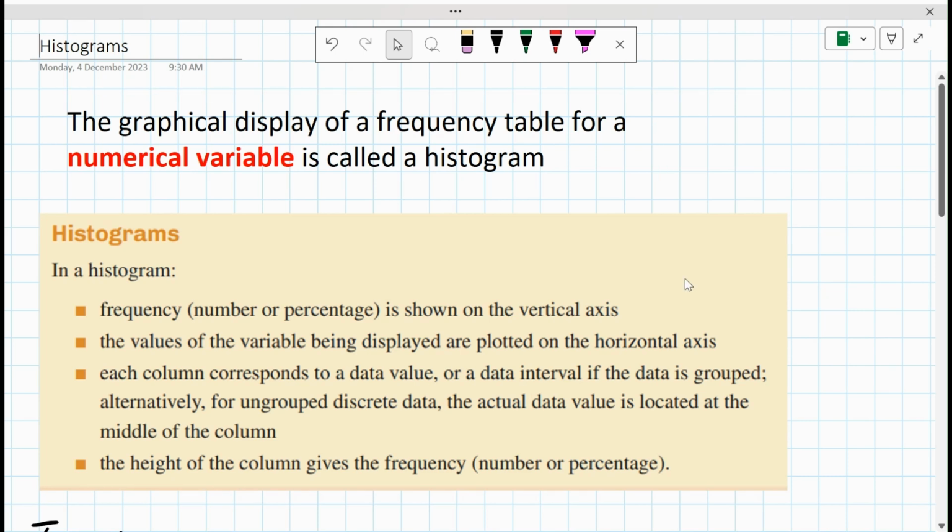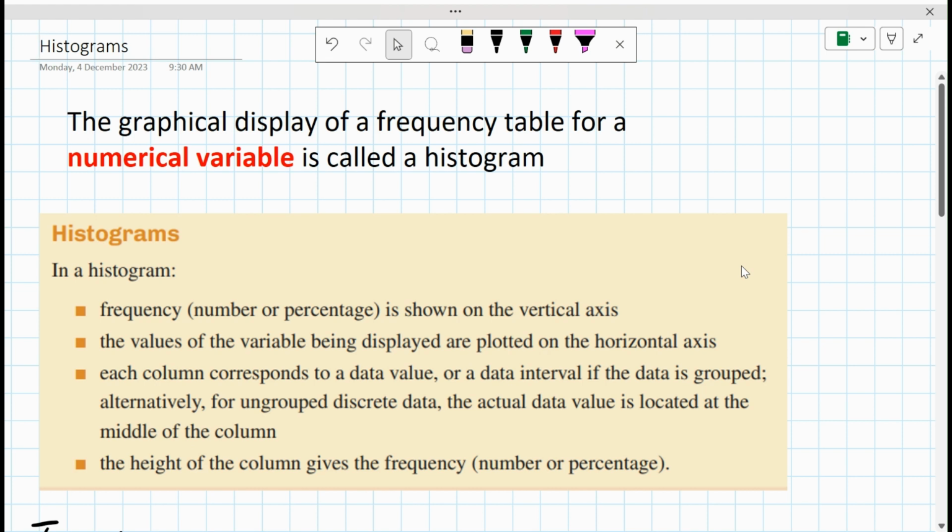Okay, and we're going to continue with 2C, which is histograms. Histogram is actually very common in general math, especially in statistics and data sections. The graphical display of the frequency table for numerical variables is called a histogram.